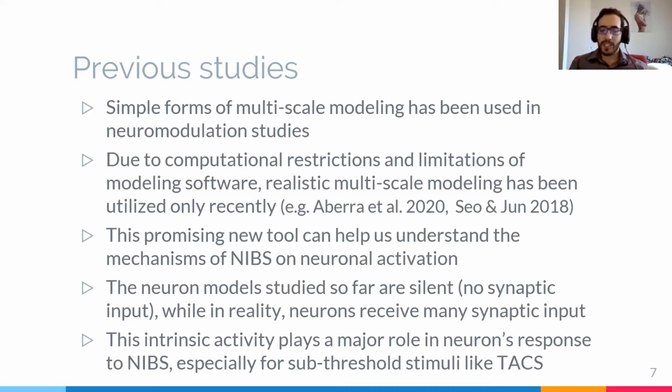This intrinsic activity of the neurons plays a major role in the neurons' response to NIBS, especially if you want to measure the subthreshold activity of tACS, because tACS is not strong enough to directly activate neurons, but we know that it can modulate the activity of the ongoing oscillations of the neurons.